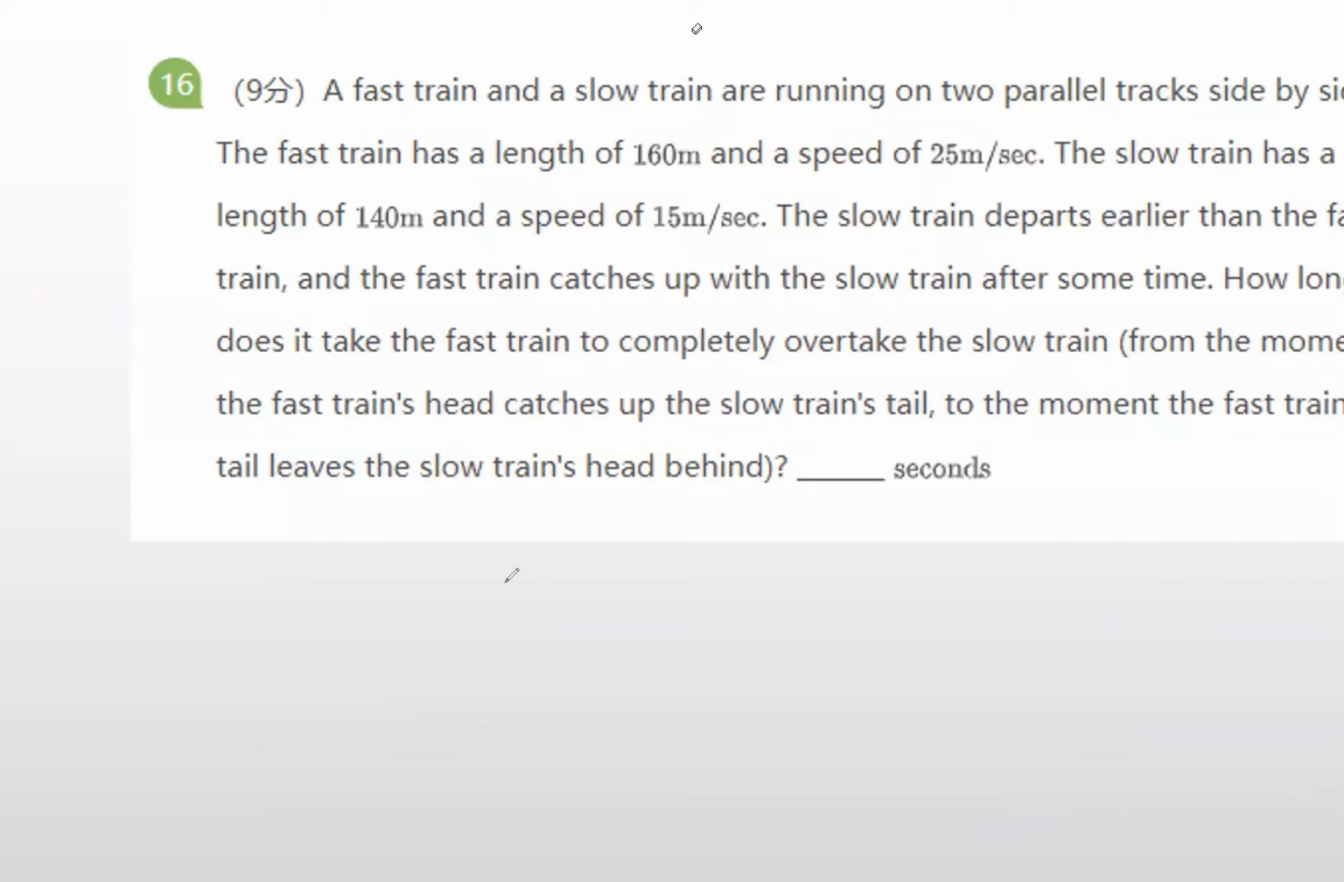A fast train and slow train are running on 2 parallel tracks side by side. A fast train has a length of 160 meters and a speed of 25 meters per second. The slow train has a length of 140 meters and a speed of 15 meters per second. The slow train departs earlier than the fast train, and the fast train catches up with the slow train after some time. How long does it take the fast train to completely overtake the slow train? From the moment the fast train catches up to the slow train's tail to the moment the fast train's tail leaves the slow train's head behind.